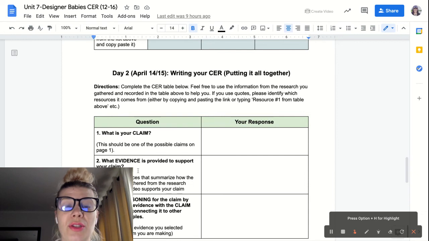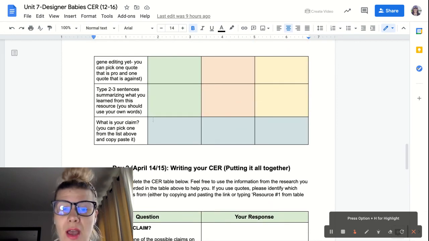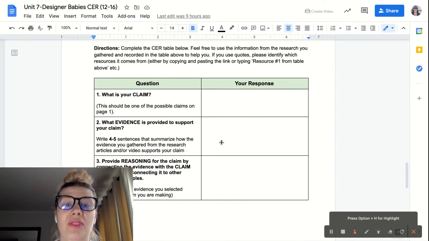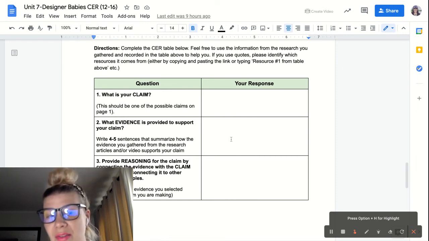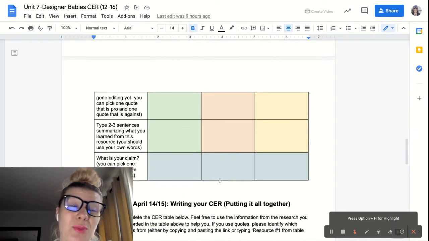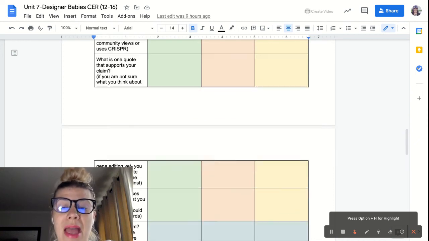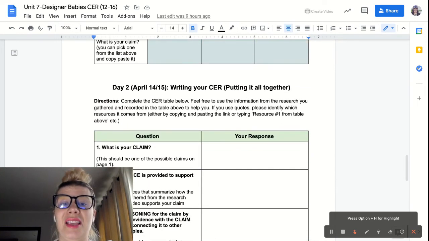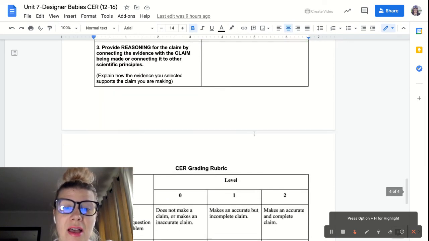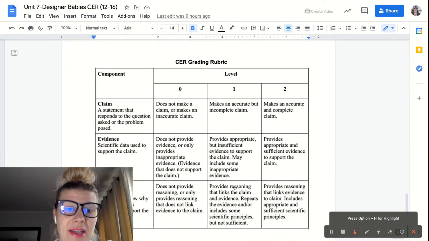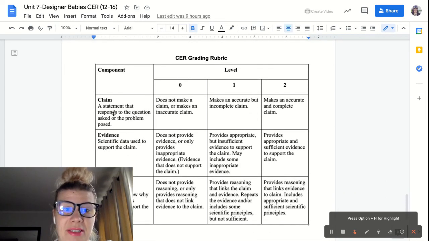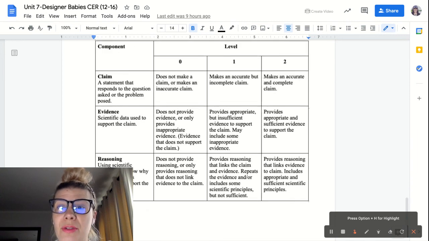And for day 2, that's when you're going to use the information from the table on top to really fill out, hey, what's your claim? What's the evidence? What's the reasoning? And so it's really actually important that you do spend some time on this research table because it's kind of like giving you some notes. And then you'll be able to use your own notes in this claim evidence reasoning. The grading rubric is over here, and it kind of breaks down what's the expectation for the claim, the evidence, and the reasoning. And if you have questions for me, feel free to reach out.